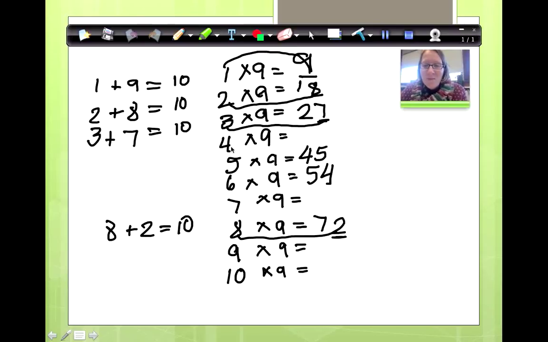Okay, 4 times 9, 1 less in the 10 spot is 3 in the 10 spot. Now let's do the 1 spot. Well, 3 plus what gives me 10? Or 4 plus what gives me 10? 4 plus 6 equals 10, right? There we go. So is 4 times 9 36?